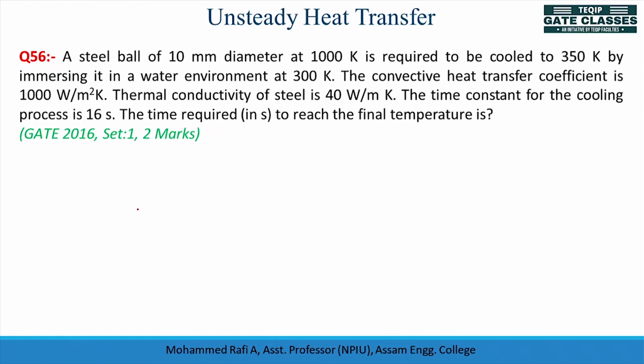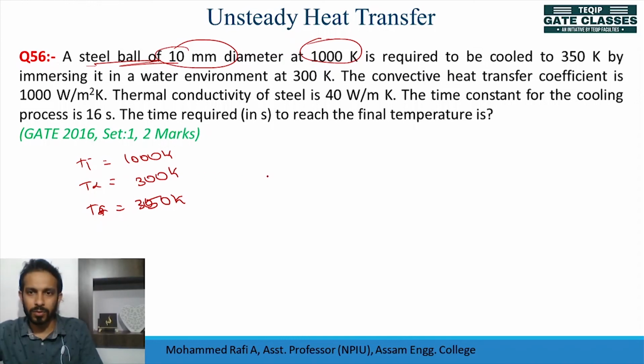So let's try to solve it by finding out Ti, T infinity and T value. If a steel ball of 10 mm diameter, we have been familiar with similar questions for a very long time, at 1000 K is to be cooled to 350 K by immersing in a 300 K ambience. The convective transfer coefficient and all this is given. I am directly going to apply (T minus T infinity) divided by (Ti minus T infinity) equals e to the power minus hA by rho V Cp into t. So what is the Ti minus T infinity?